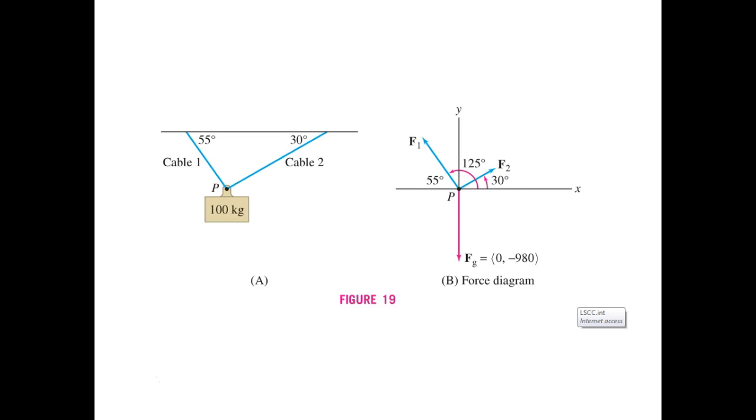You have 2 fixed points here. Cable 1, cable 2 happen not to be the same lengths, okay? And you have a 100 kilogram mass hanging at point P. That's your physics problem. Now, if it's hanging there at rest, still, that means the net force on that is 0, because it's not moving, right?